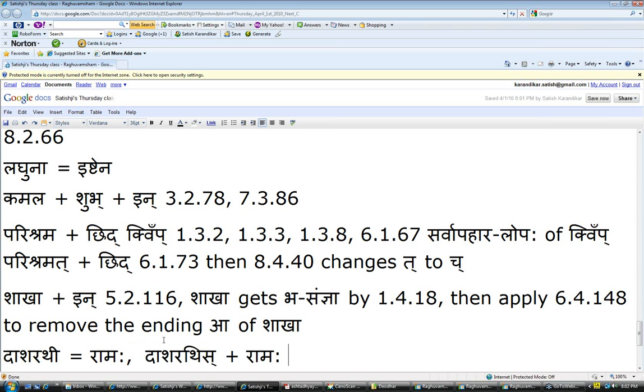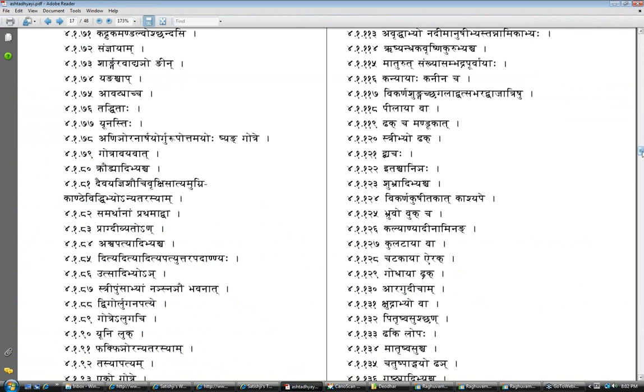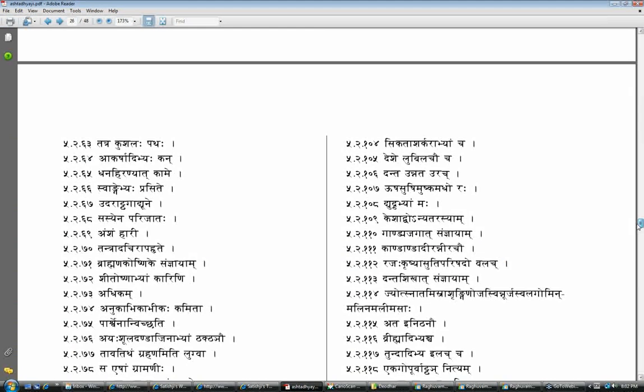You have to apply Sasajusho Ruhu. And then you have to apply Rori when you have a Repha back to back. Repha followed by Repha, an R followed by an R in this language, the prior R is dropped. So Rori, I think it is 8-3, maybe 14. It's right around there. Rori. And when that happens, the prior vowel becomes Dirgha.